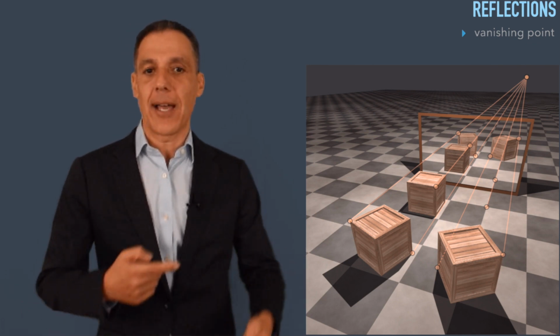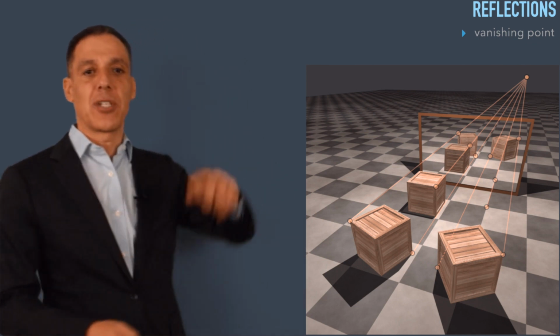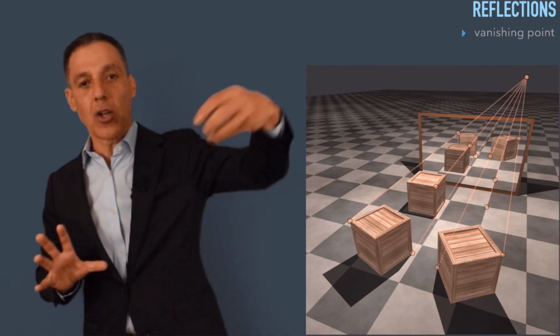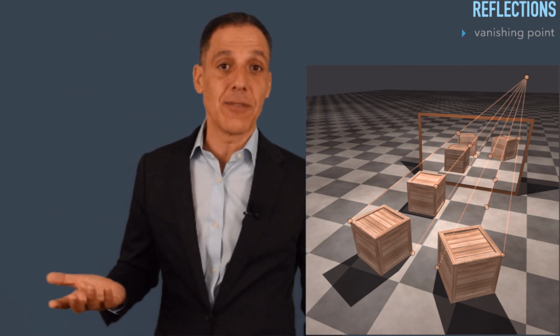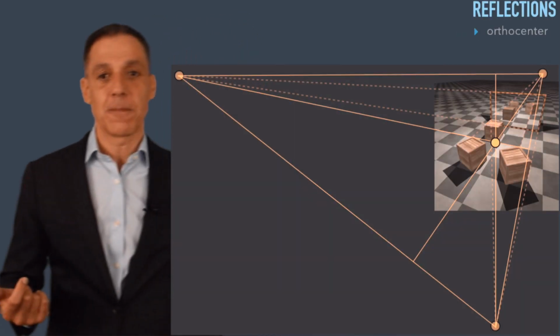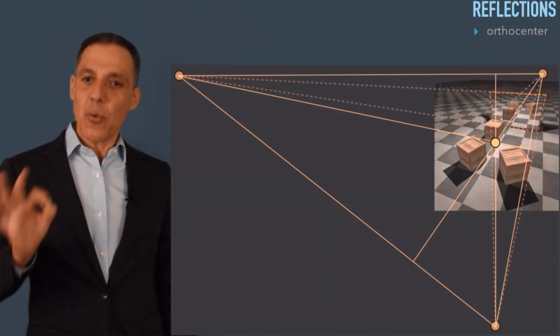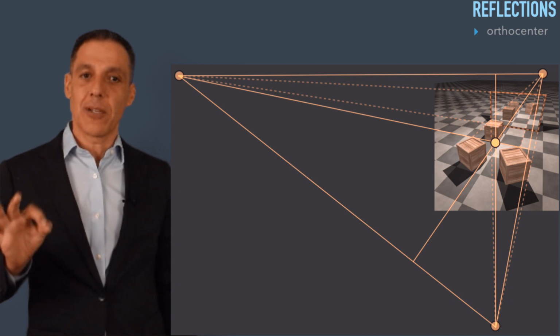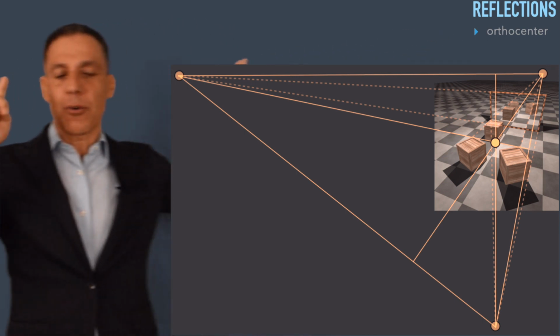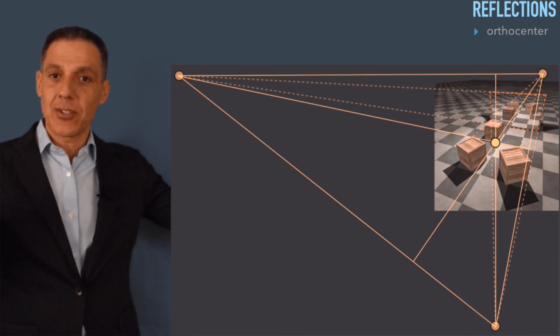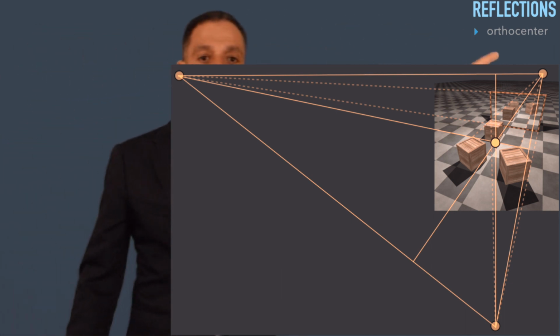They're not actual lines, but they are connecting points on an object to points on the reflection, and all of those converge to a single point, and it is effectively a vanishing point. Now, we also talked about the orthocenter, or the principal point. So let me remind you what that is. Take three mutually orthogonal surfaces and compute their vanishing points.